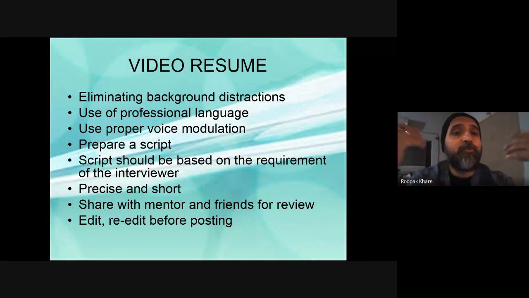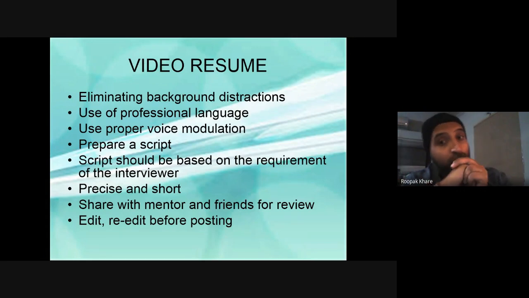Then, use of professional language. The language that you use should be very professional and official and nice, smart language. No jargon, no slang. Slang, those words which are not officially used, but they are usually used in day to day language, unofficially, and they might even have some words which are not very respectful. So always avoid slang anywhere in any official communication, especially resume.